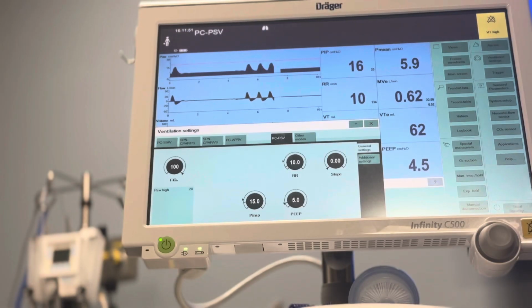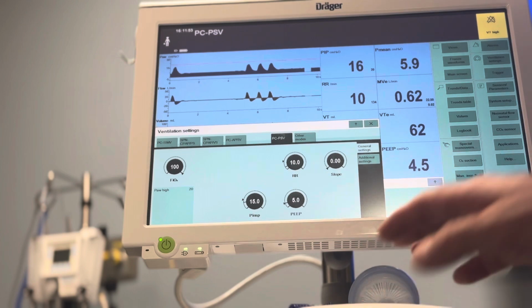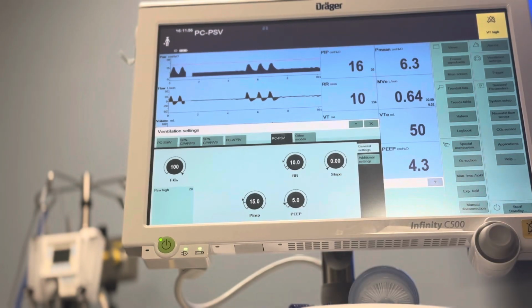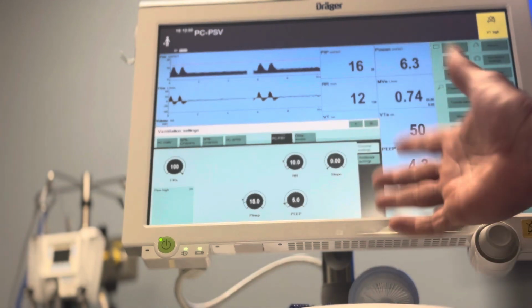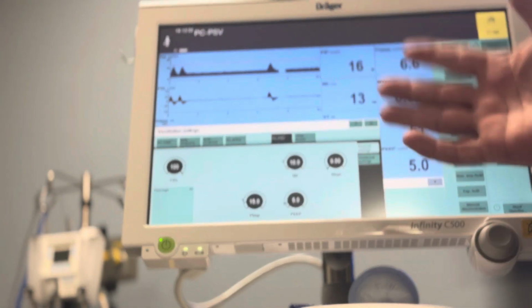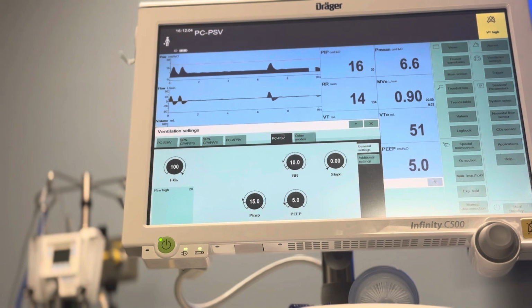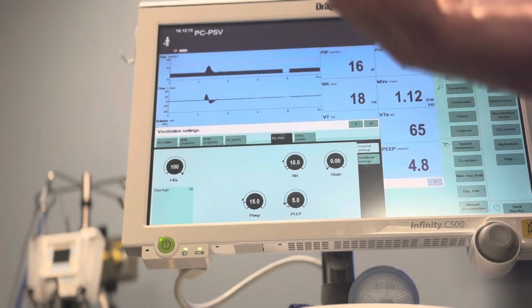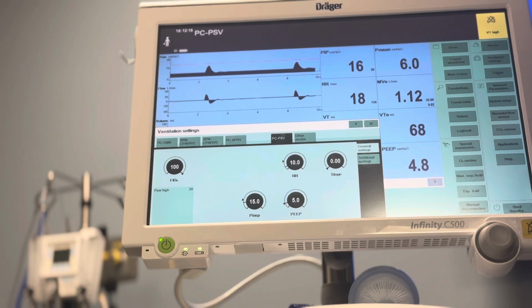Okay, let's talk about one of the modes on the Draeger that's a little different: pressure control, pressure support ventilation, and what it does. If you remember the video or the discussions we've had over how pressure support works and what its benefits are, you understand that pressure support is just pressure control ventilation, except the I time is a flow terminating I time and not a time frame.